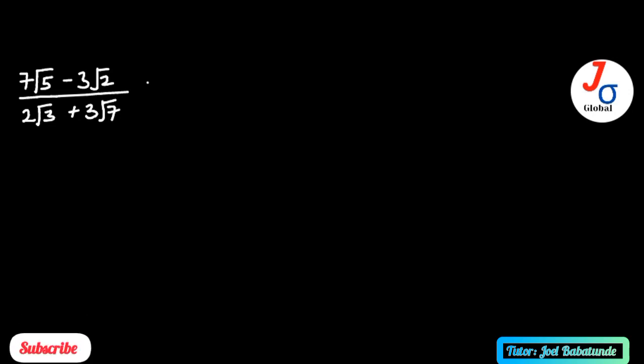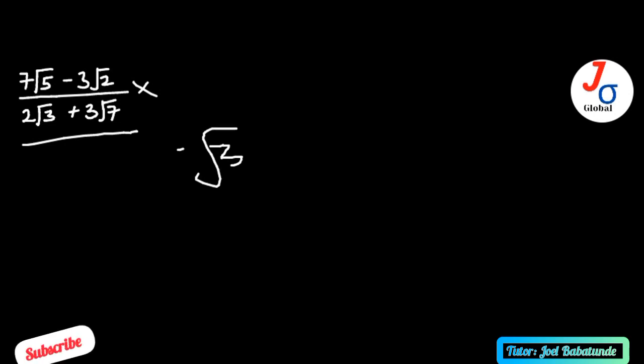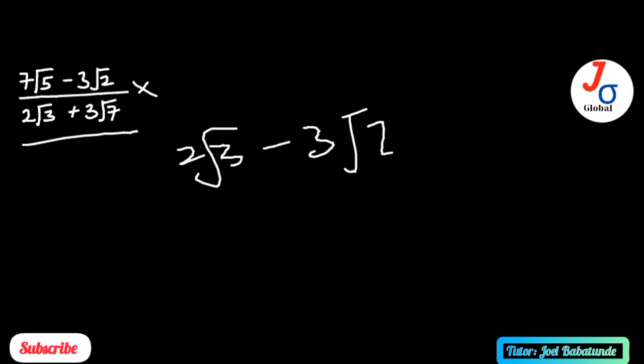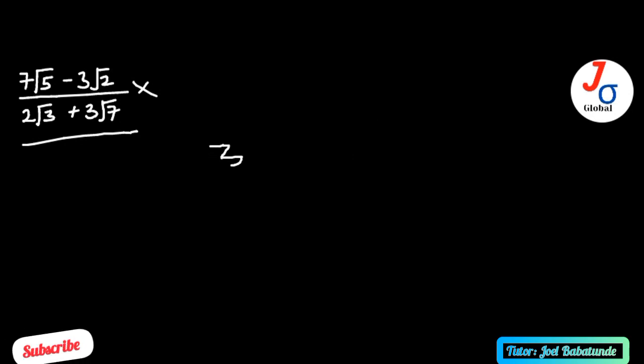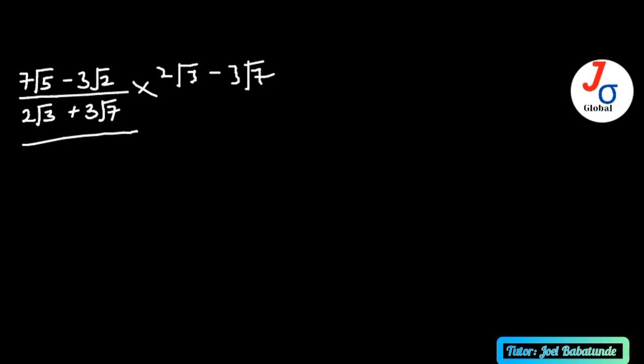Alright. Assuming you have done that, this is how I would have done that. Multiply both sides by the conjugate of the denominator. The conjugate now becomes 2 root 3 minus 3 root 7. That's the conjugate. So multiplying both the numerator and the denominator, you have 2 root 3 minus 3 root 7, then over 2 root 3 minus 3 root 7.